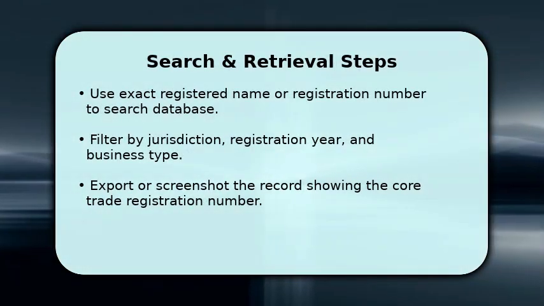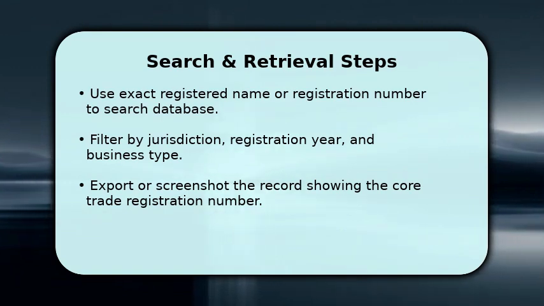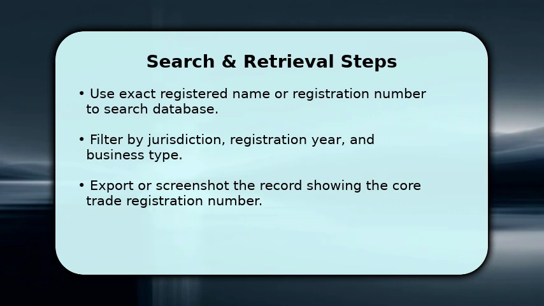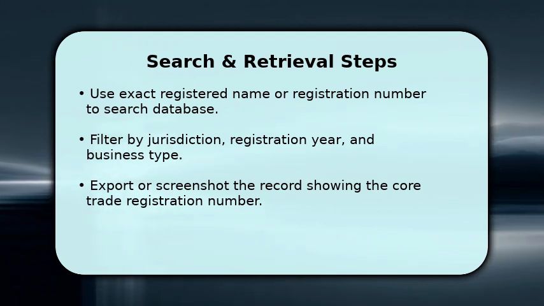Now locate the core trade registration number by searching the registry with the exact registered name or any provisional number you noted. Use filters for jurisdiction, registration year, and business type to narrow results quickly. Once the correct record appears, inspect fields labeled trade number, registration ID, or core number. They may vary in wording.